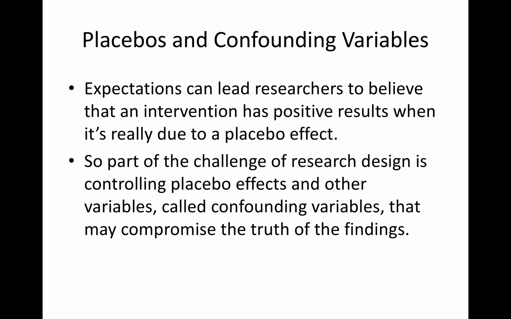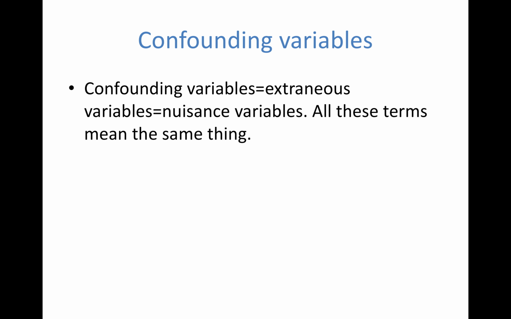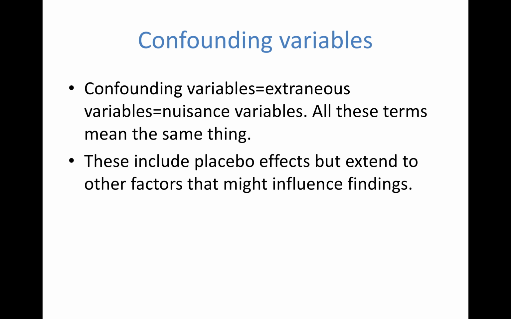So, these expectations can lead researchers to believe that an intervention has positive effects when it's really due to a placebo. Part of the challenge of research design then is controlling placebo effects and other variables called confounding variables that might compromise the truth of the findings. Confounding variables are also called extraneous variables or nuisance variables, and those are variables that you want to control or eliminate in experimental designs. So confounding variables would take in placebo effects, but also extend beyond this. There might be some other variables you want to control that could influence findings.